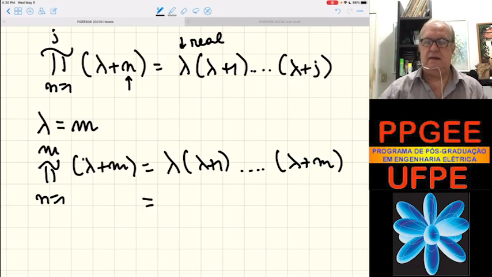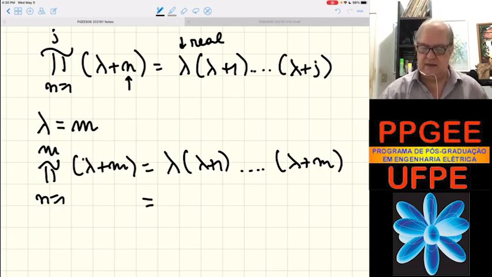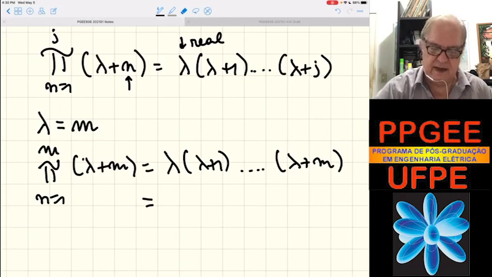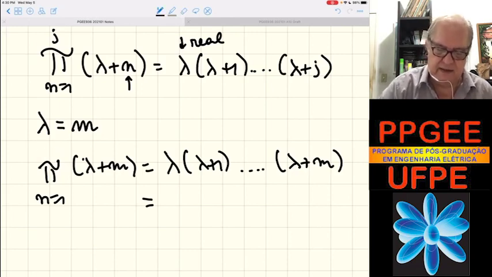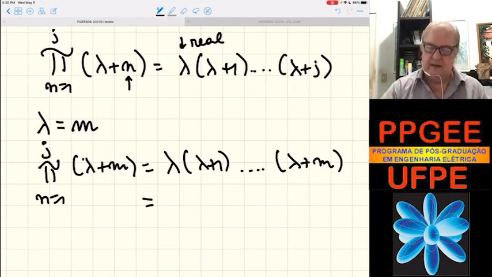Yeah, the class notes are wrong here. I can see it. Well, lambda equals m. Oh, sorry, no, this is correct. I made a mistake here. Lambda equals m. This is a productory from n equals 1 to j. This is not lambda, it is m plus n.